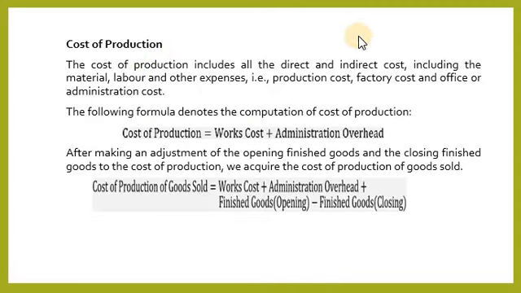Let's go to another one, cost of production. The cost of production includes all direct and indirect costs, including the materials, labor and other expenses, that is production cost, factory and office or administrative cost.